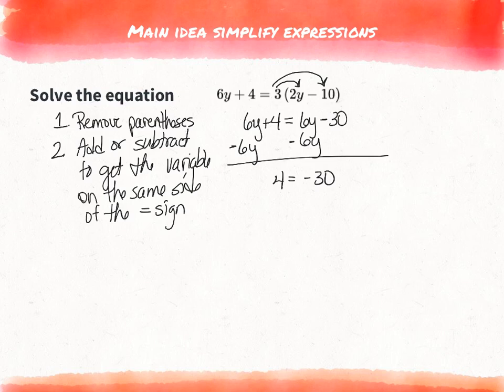Normally at this point, when you're solving an equation, you'll just solve. In this case, there's nothing to solve. Our variable's gone away. And we know that never does 4 equal negative 30, which means that for this equation, there is no solution. There is no value for y that we can plug in and make this equation work.